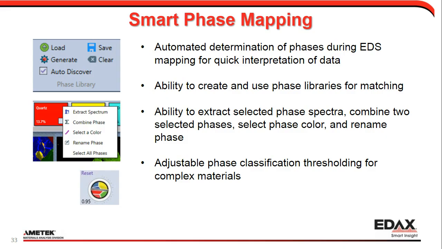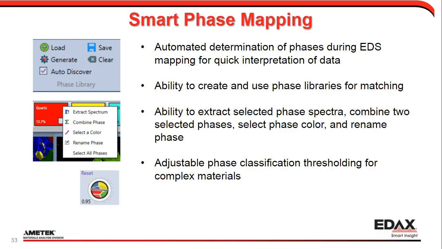In the middle is the phase right-click menu. You have the option to extract selected phase spectra, combine two selected phases together, select a phase color, and rename a phase. In the image, I renamed the red phase, which was a silicon-oxygen phase. I renamed this to quartz because it's from a rock sample.